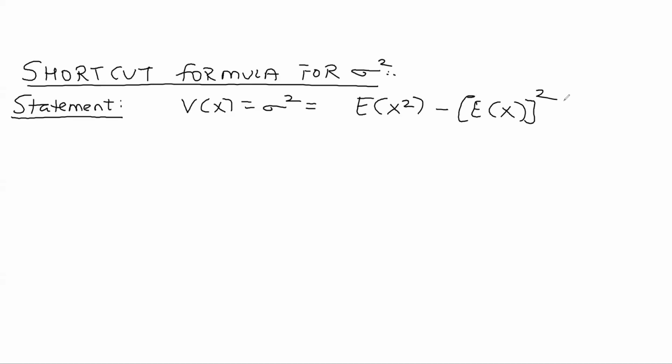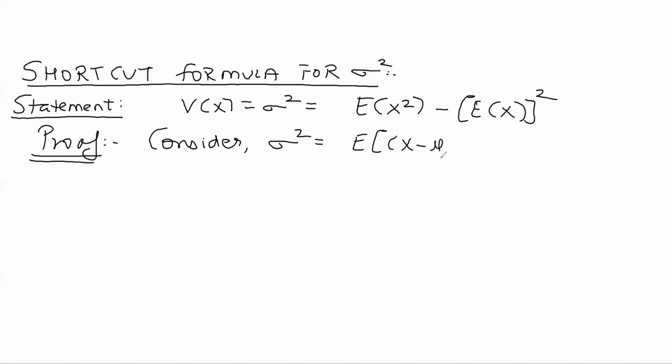Okay, this is a shortcut formula. Sigma square is expected value of x square minus expected value of x whole square. So look at the proof. All of you should do the proofs very well. Okay, so consider, guys, by definition, what is sigma square? By definition, it is expected value of x minus mu whole square.